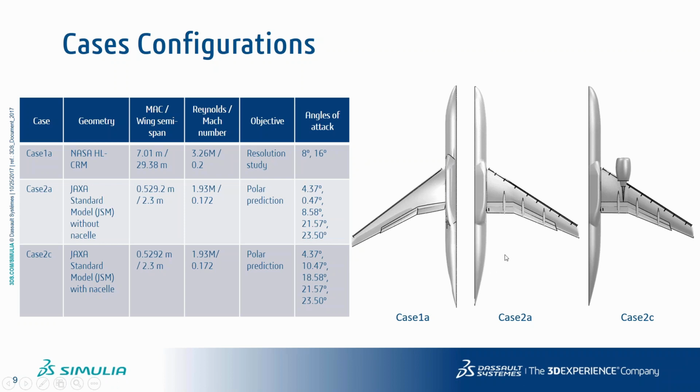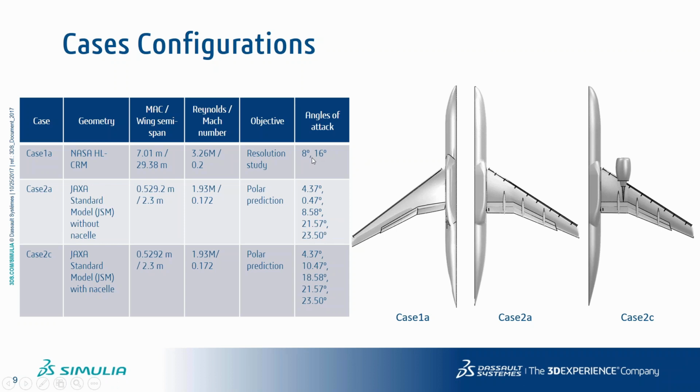Whereas the objective for case 2A and 2C was the polar prediction. In this case, we simulated a list of angles. It's not so long, but it's quite a few angles so that we can capture the linear part of the polar and also the stall entry and the post-stall behavior. So from 0 degrees, sorry, it's a typo here, but that's from 4 degrees to 23 degrees approximately, okay?